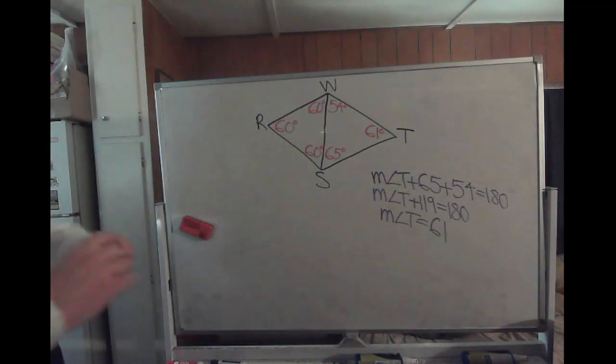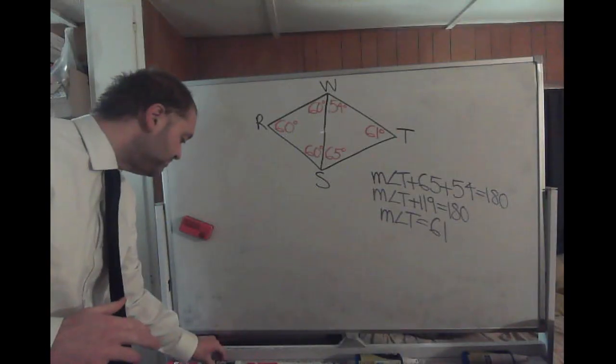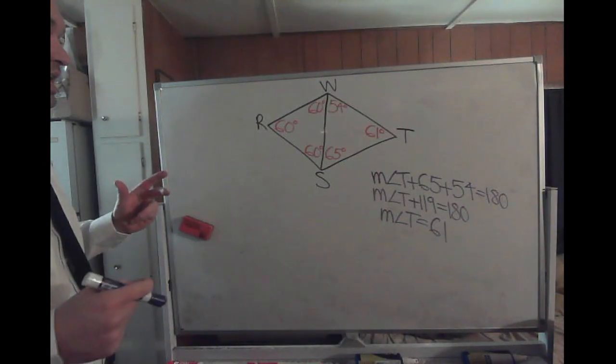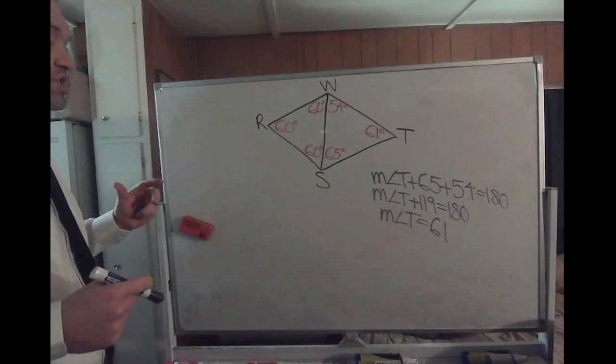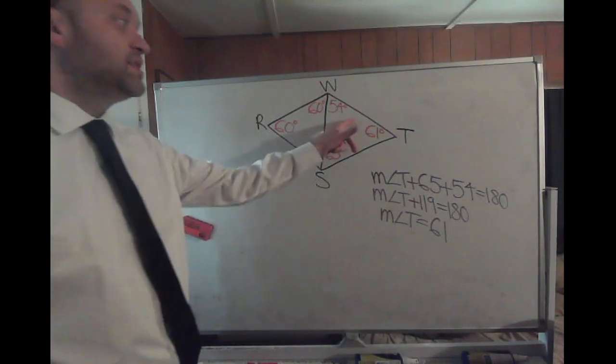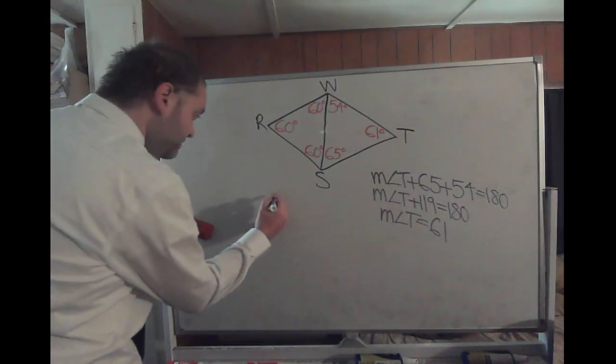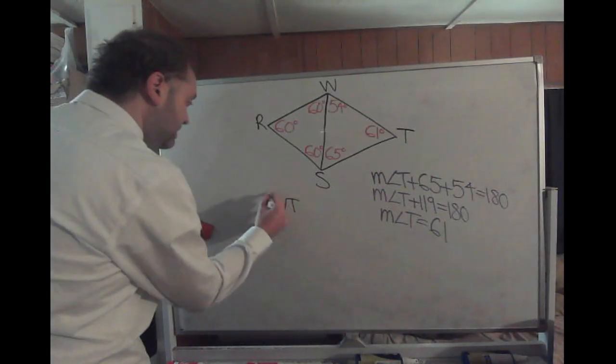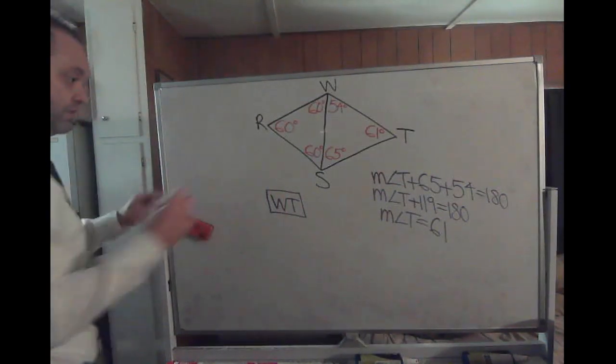Okay, now that we've solved for all these angles, we need to find the longest side, which I think is going to be pretty obvious: the largest angle is 65 degrees, therefore your longest side is WT. So WT would have to be your longest side.